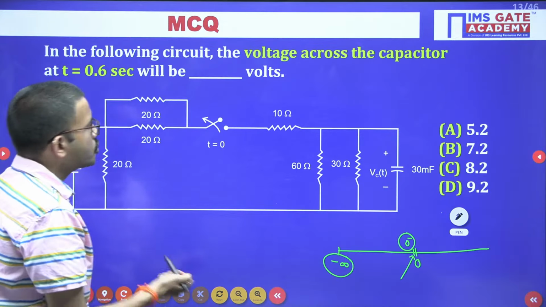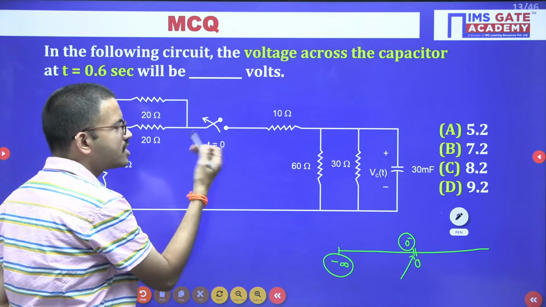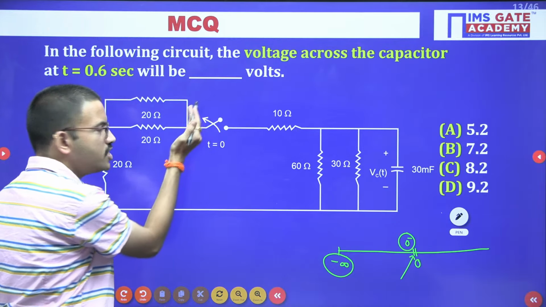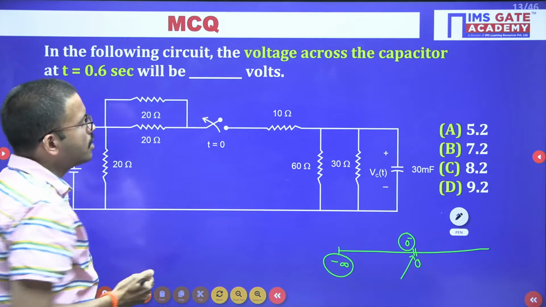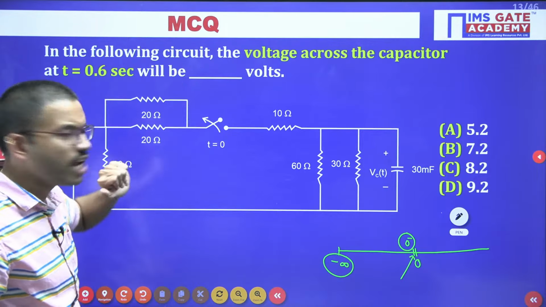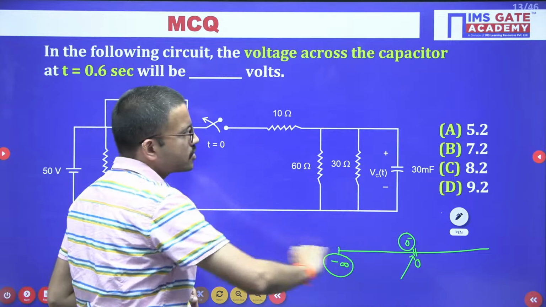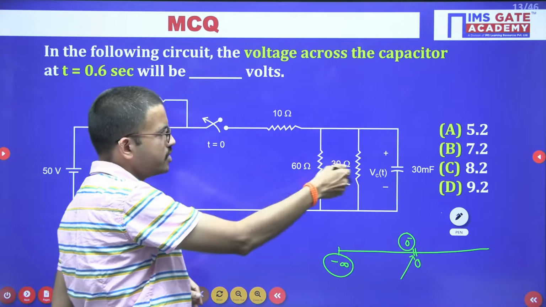Okay, right. So here, if you observe, after the switching action, that means here at t equal to 0, we are opening the switch. The moment you open the switch, what will happen? Here you are having the rest of the circuit like this.